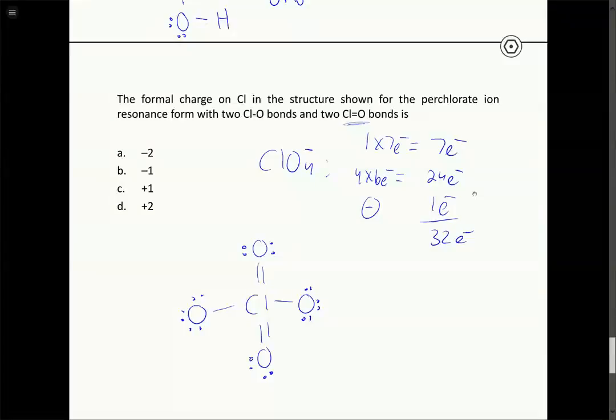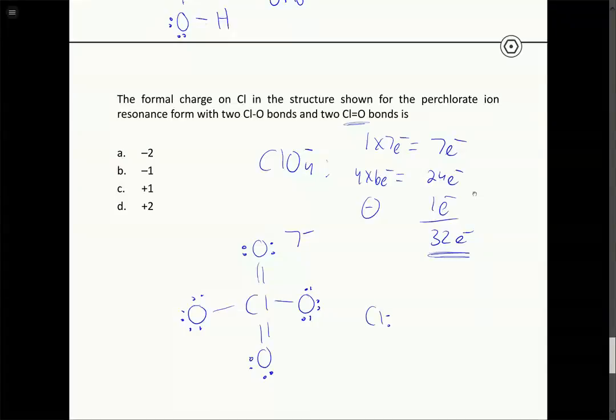And we also should count electrons, so 4 oxygens with 8 electrons each is 32, so we don't add any lone pairs to the central atom. So this is the structure of perchlorate with 2 single bonds and 2 double bonds. And now we want to calculate the formal charge on chlorine for this structure.